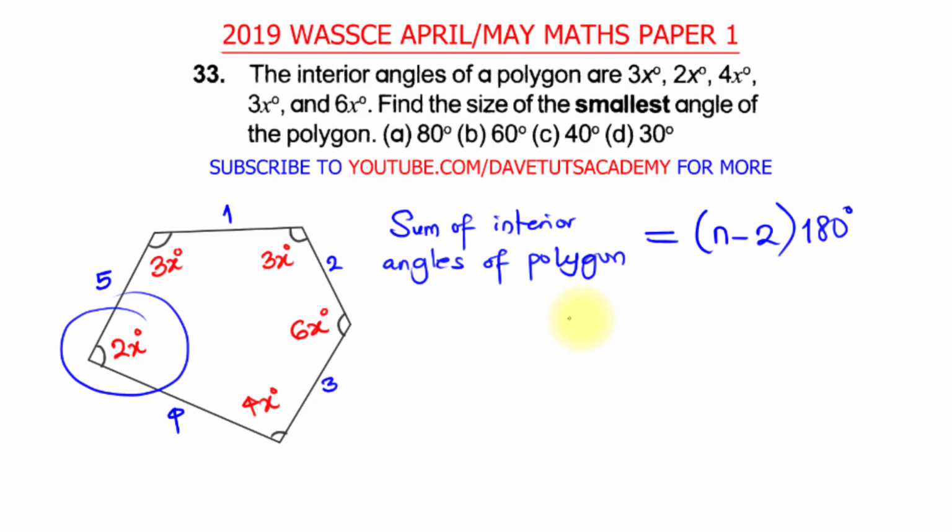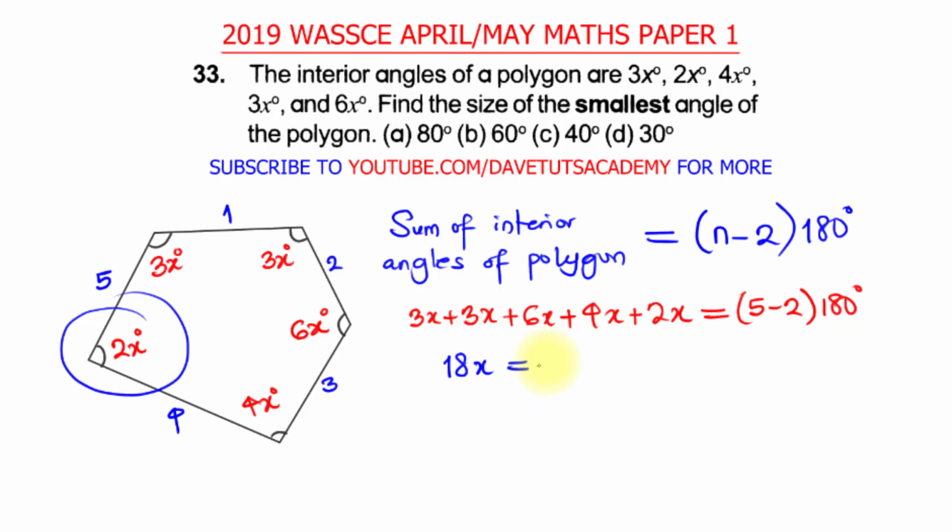So that means the sum of the interior angles, which is the sum of these individual angles that we are given, is going to be 3x plus 3x, we have that in 2 places, plus 6x plus 4x plus 2x, going clockwise, that's the order, is equal to, what's the number of sides here? We have 5 minus 2 multiplied by 180 degrees. So you can sum this. 3x plus 3x is 6x, plus 6x is 12x, plus 4x is 16x, plus 2x is 18x, and that is equal to 5 minus 2, which is 3, multiplied by 180 degrees.